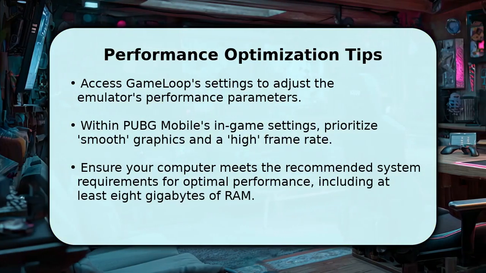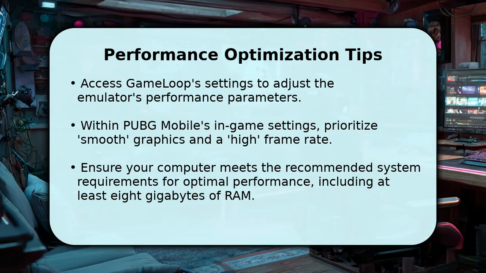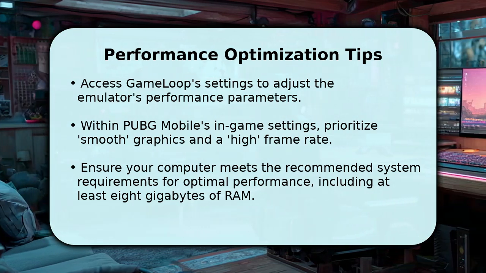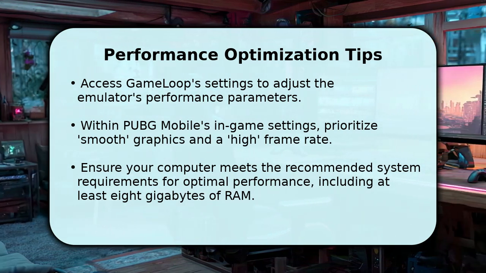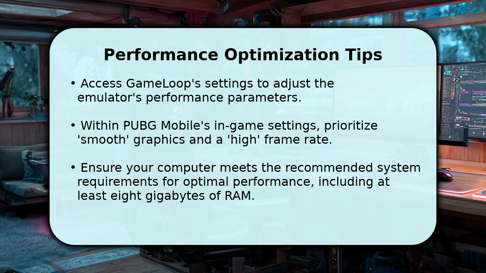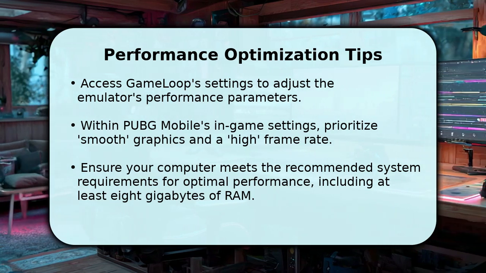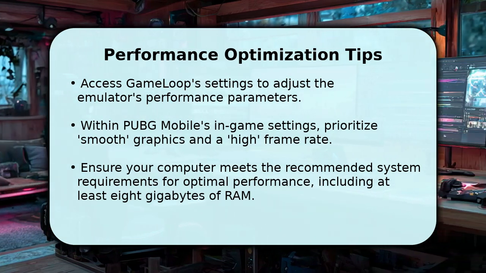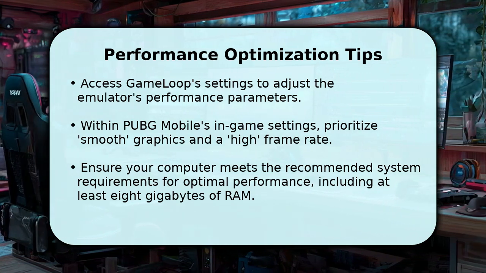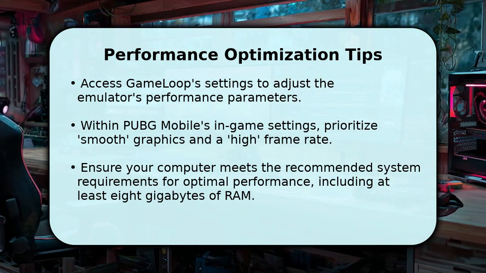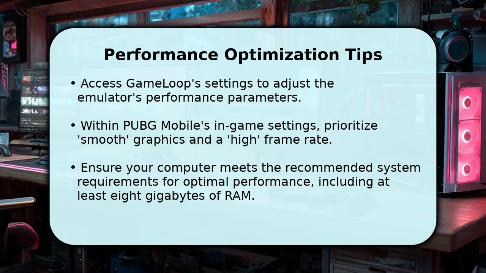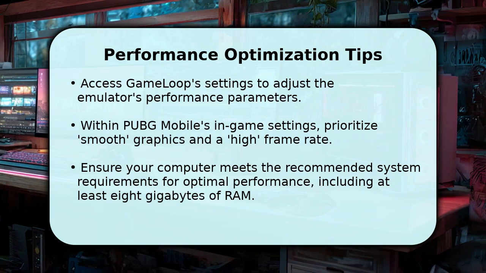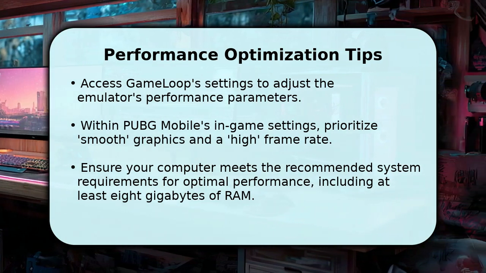To ensure a smooth gameplay experience, optimizing your settings is key. Access the Gameloop settings to fine-tune emulator performance, possibly choosing a dedicated graphics card if you have one. Inside PUBG Mobile, navigate to the graphics settings and select Smooth for graphics and Extreme or 90 frames per second for frame rate if your system allows. This balance helps maintain competitive performance, giving you a distinct advantage and a more enjoyable session.